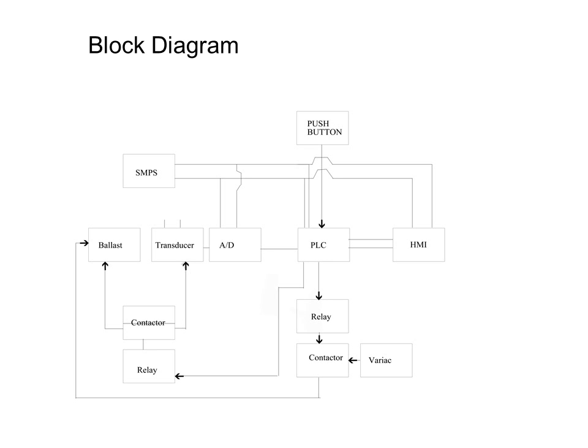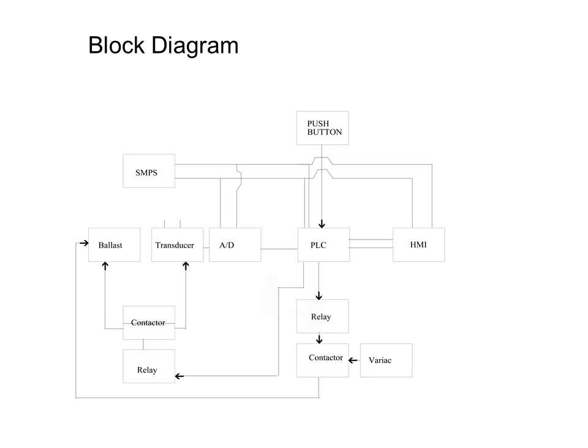This is a block diagram for our project. The entire process starts with the push button. From the push button, the signal is transferred to the PLC. From the PLC, the signal is transferred to the HMI, where all the product details are given. At the same time, it travels to the relay.